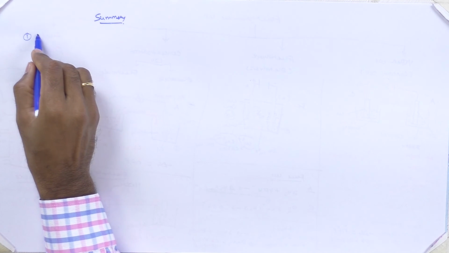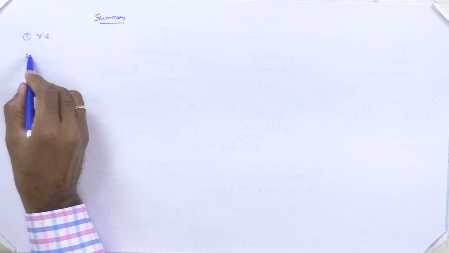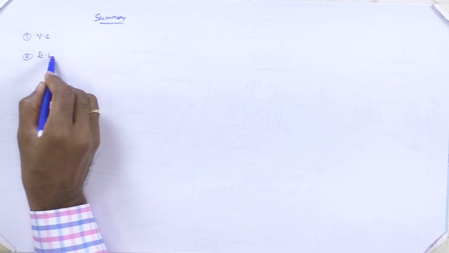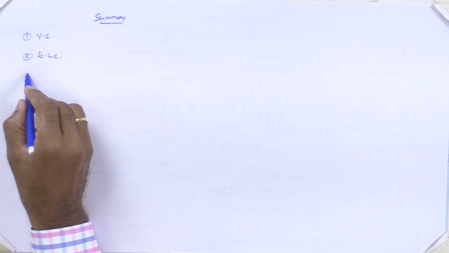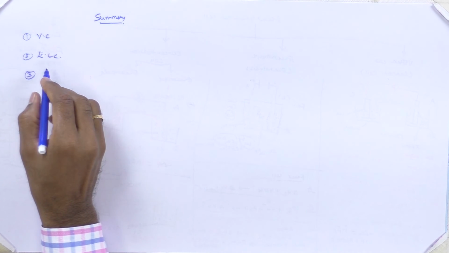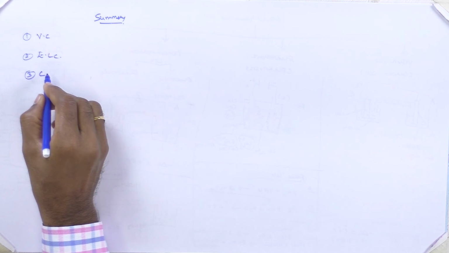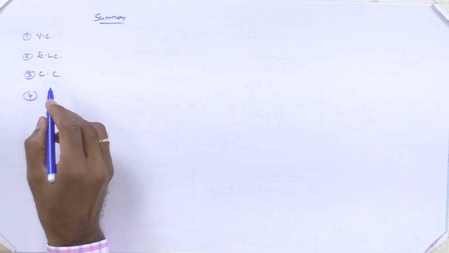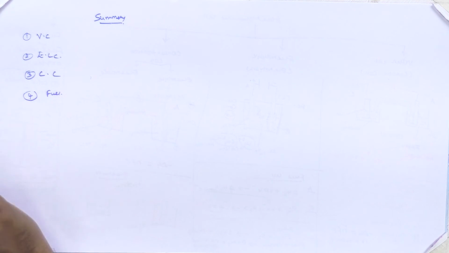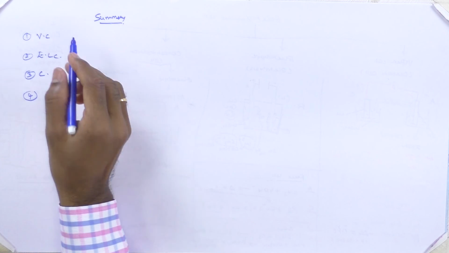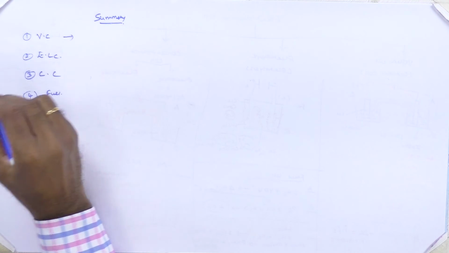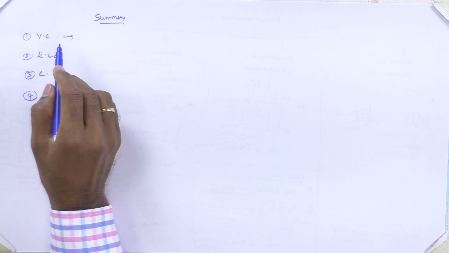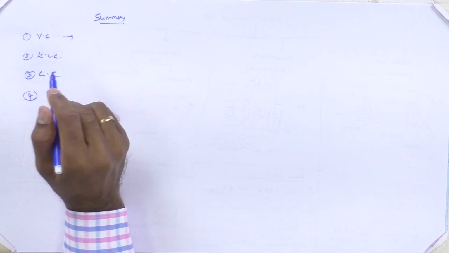One is the voltaic cell, VC stands for voltaic cell, another one is the electrolytic cell, ELC stands for electrolytic cell, the third one is the concentration cell, CC stands for concentration cell, and the fourth one is the fuel cell. Now where are these cells used in industrial systems? The voltaic cells are found useful in all the primary and secondary storage systems.